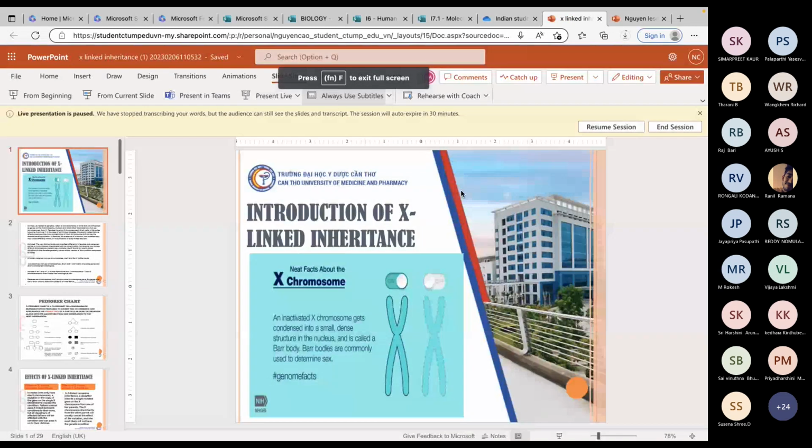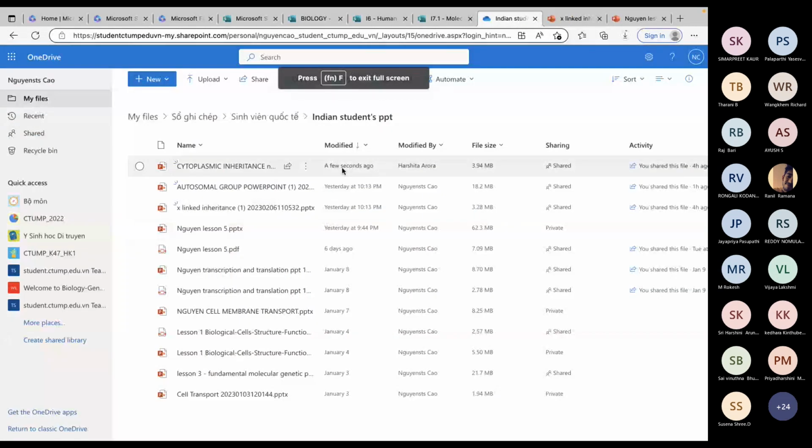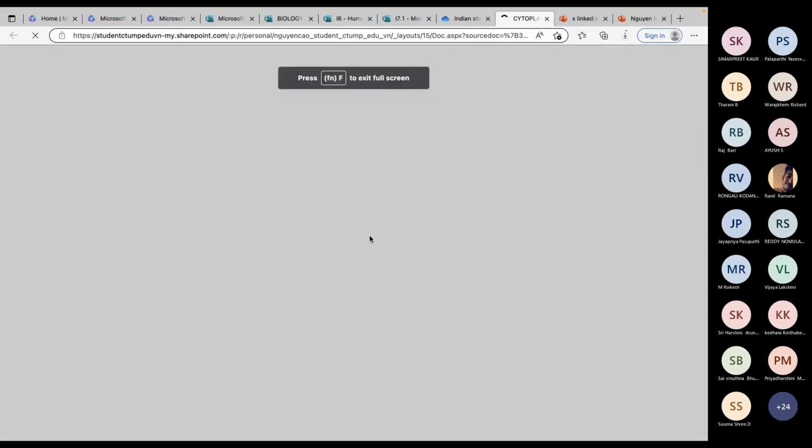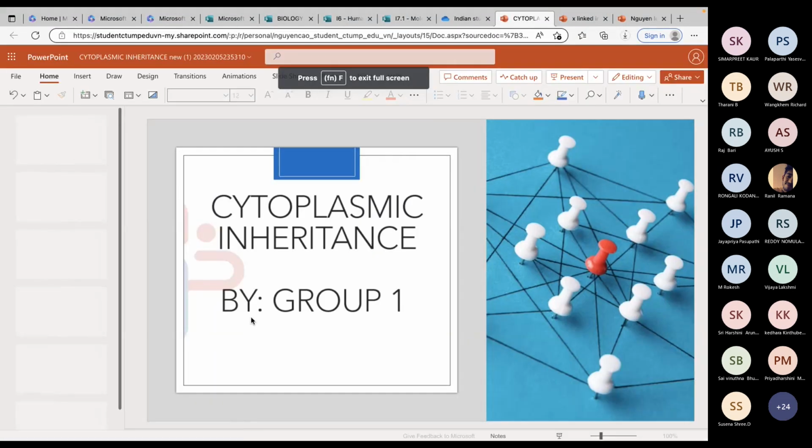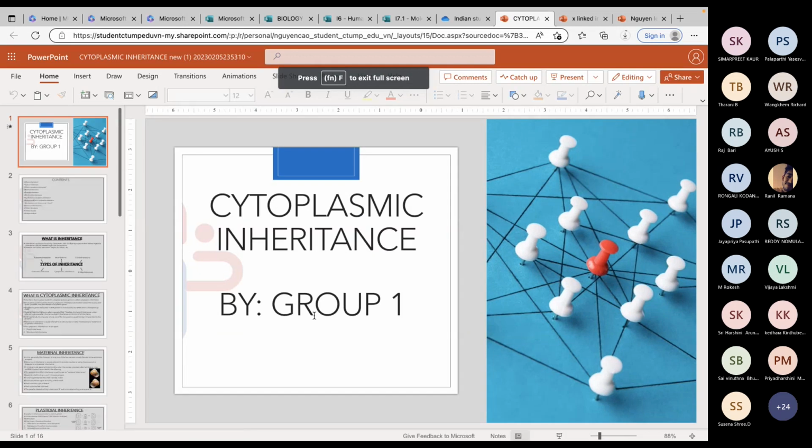And so we have one more group. The last one is cytoplasmic inheritance. We'll have a presentation by group 1.